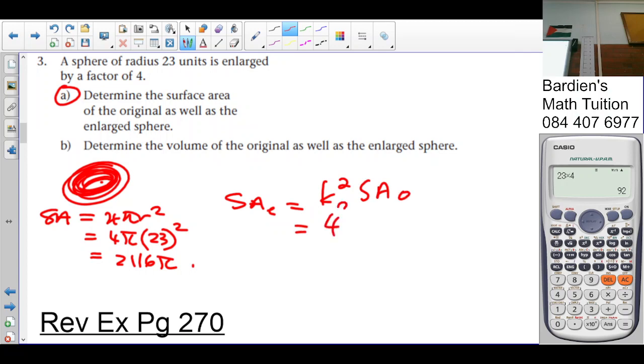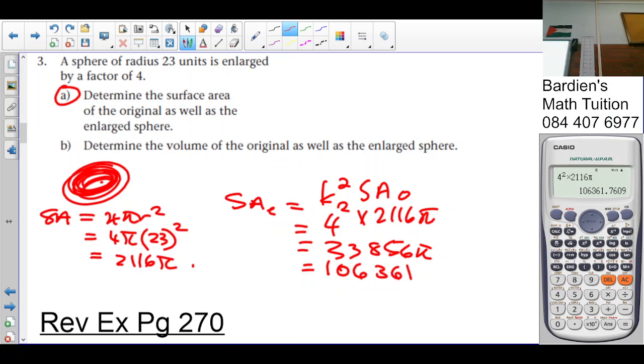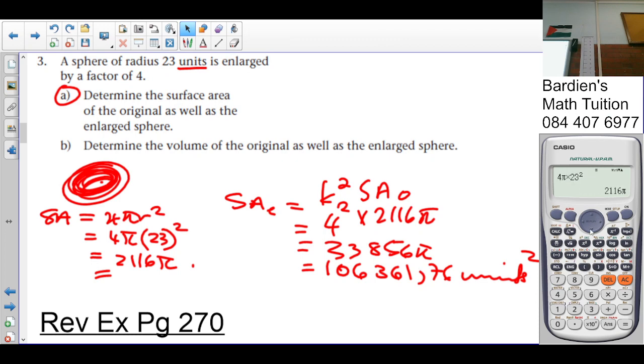So it's going to give you 4 squared times 2,116 pi, which gives us 33,856 pi, which is 106,361.76 centimeters squared. Units squared, because I have units here. And this is going to give us 106,361.76. Okay. Any confusion there? This is correct?